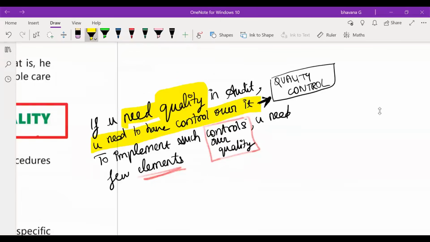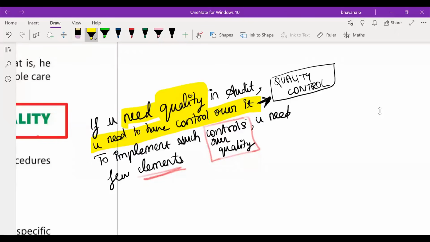See, if you want the chili parota to be freshly prepared every time you go to the restaurant, the owner should have some control. He must tell his employees that every time you make a chili parota, make it out of a fresh parota. Don't make it using an old parota. He has to have some control. If you make it using the old parota, then I will fire you. Like this, if we make some controls, the quality will be maintained.